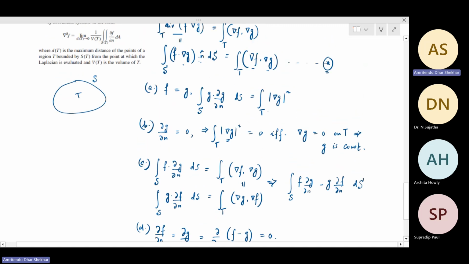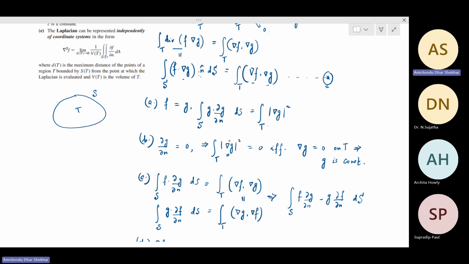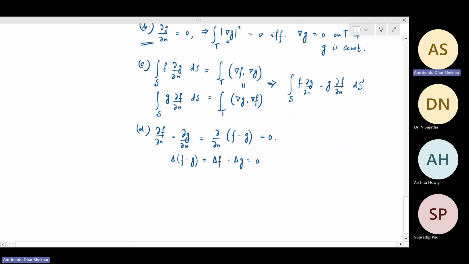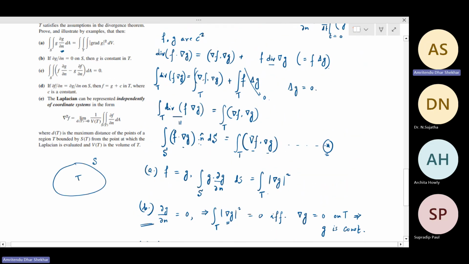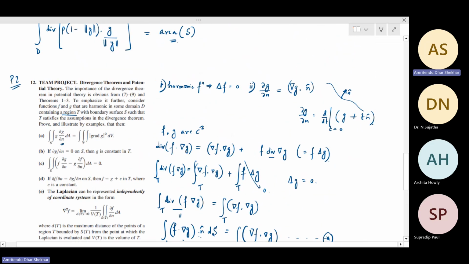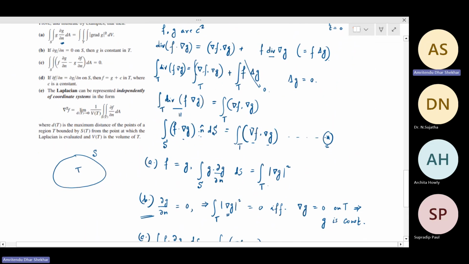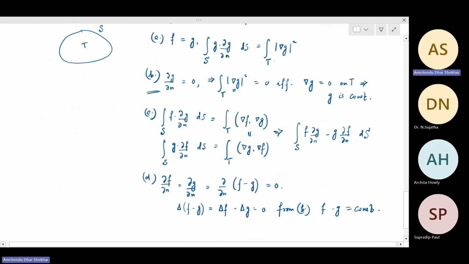And so we established in this formula, which is from B, that f minus g is a constant. So that answers part D. And now you're left with the final part, which is E.